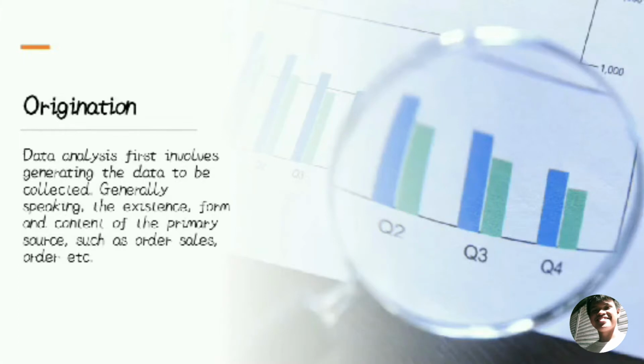Organization: data analysis first involves generating the data to be collected. Generally speaking, the source forms are the contents of the primary source, such as sales orders and so on.